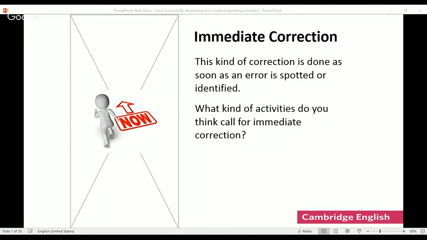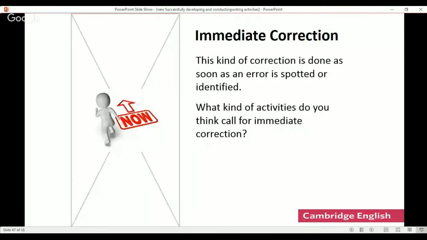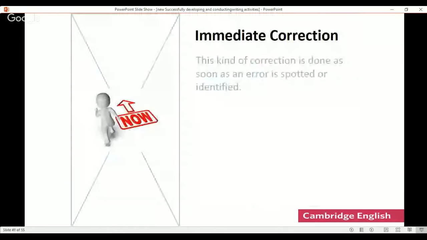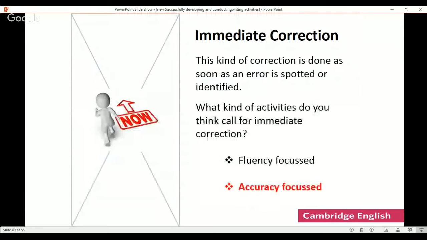Let's see what our participants have voted. What kind of activities do you think call for immediate correction? And all our participants have voted accuracy-focused activities. Let's see if this answer is correct. Immediate correction is required for, and that's right, it is accuracy-focused activities.